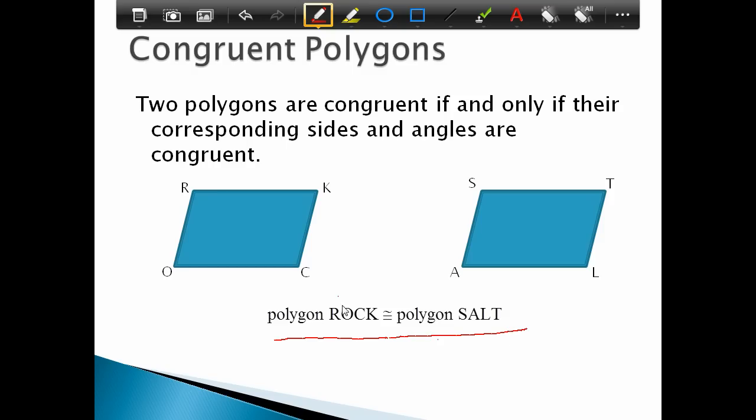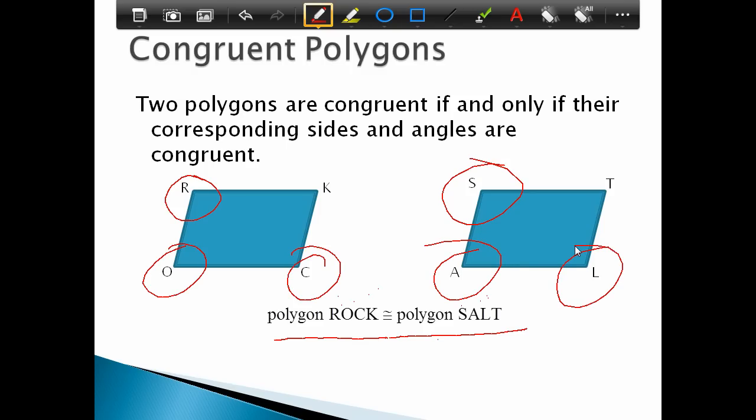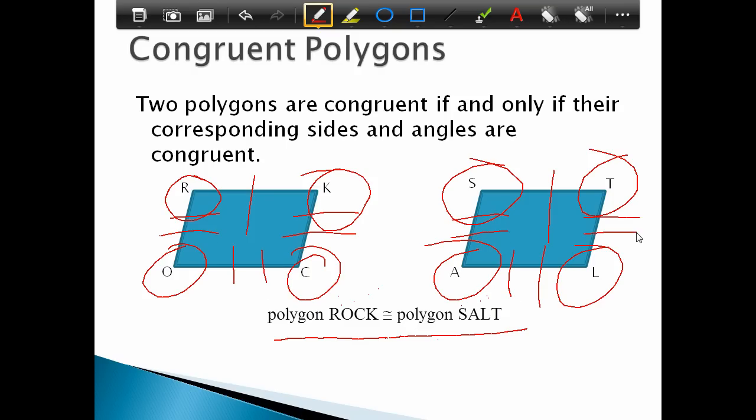We know that R goes with S, O goes with A, C goes with L, and K goes with T, because they have to be in the same order. So angle R and angle S are congruent. Angle O and angle A are congruent. C and L are congruent. And K and T are congruent. Same thing with the sides: RK and ST are the same, RO and SA, OC and AL, CK and TL. We have our corresponding sides and corresponding angles, and they're congruent and they match up.